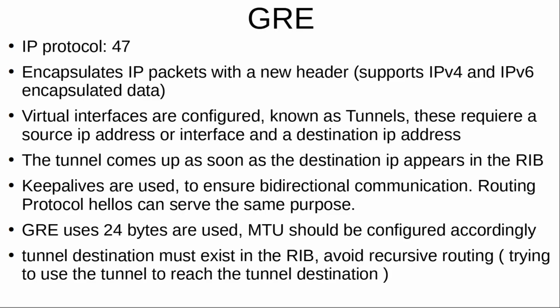When you're configuring it, you will be configuring virtual interfaces that are known as tunnels. These tunnels require you to provide a source IP address or source interface and a destination IP address. And the tunnel will come up as soon as the destination IP address appears in the routing table. These tunnels use keepalives to ensure bidirectional communication between the remote devices. You can choose not to use keepalives, but if you do that, you must make sure to use a routing protocol, because routing protocol hellos can serve the same purpose.